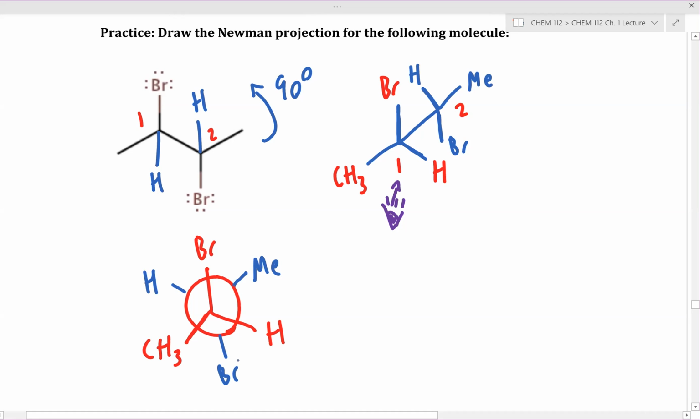These 2 portrayals of your molecule are exactly identical. They're referring to the same molecule. The beauty of the Newman projection is that it provides us another lens for looking at a molecule and assessing its energy and any potential high energy interactions between substituents.